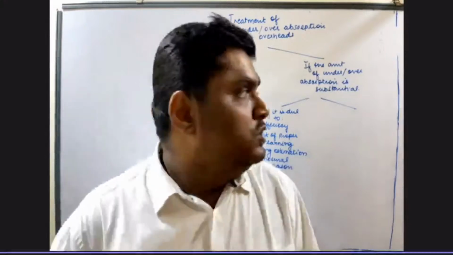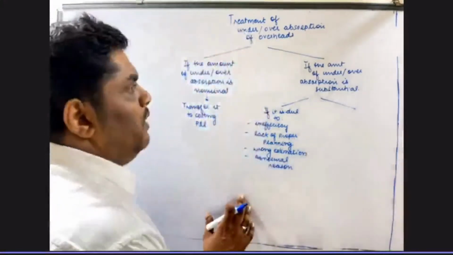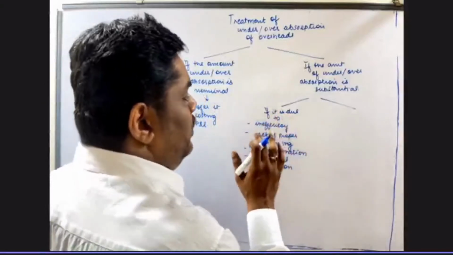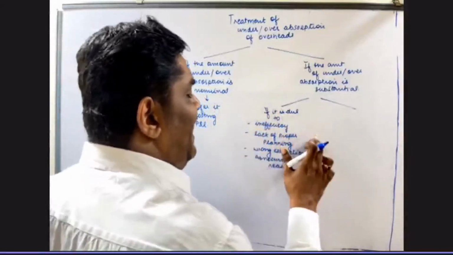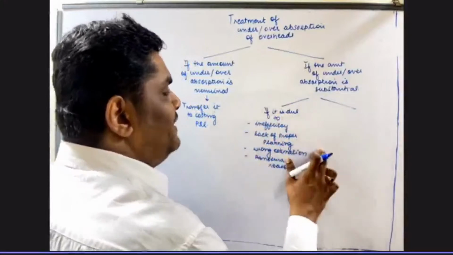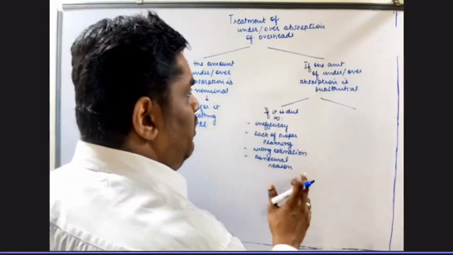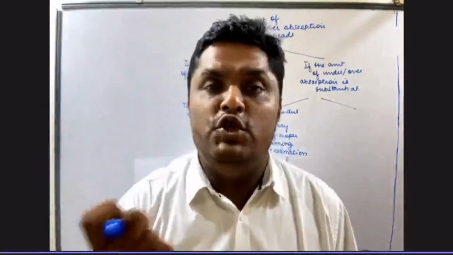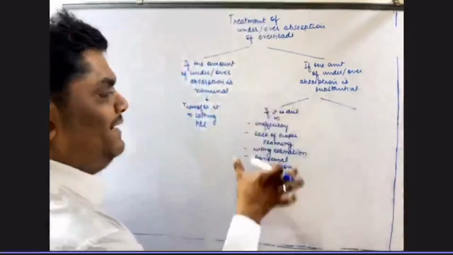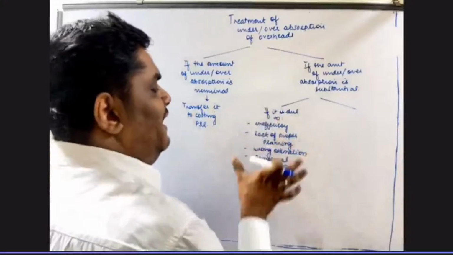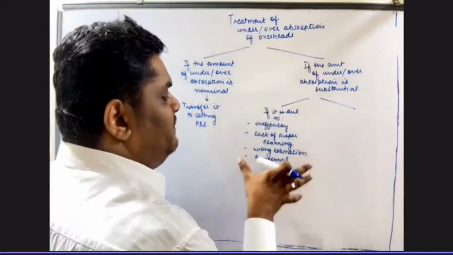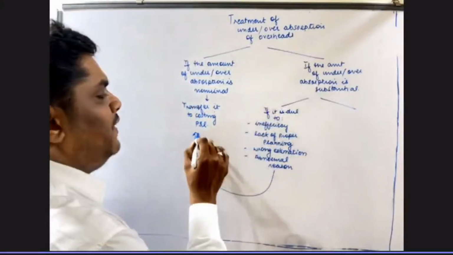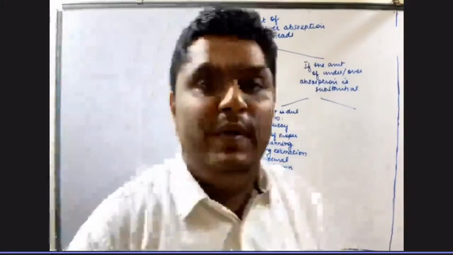So if it is of a substantial amount, and if it is due to inefficiency or lack of proper planning or wrong estimation or due to abnormal reason, meaning the under and over absorption is happening because of these reasons, that is either inefficiency, lack of proper planning, wrong estimation, or abnormal reason, then whatever the amount of under or over absorption is, transfer it to costing profit and loss account.